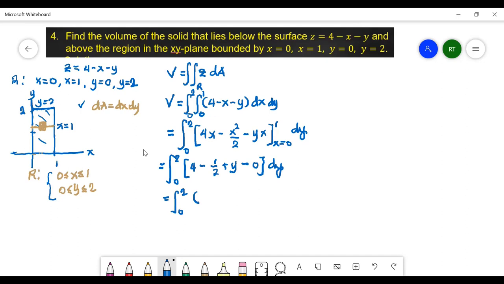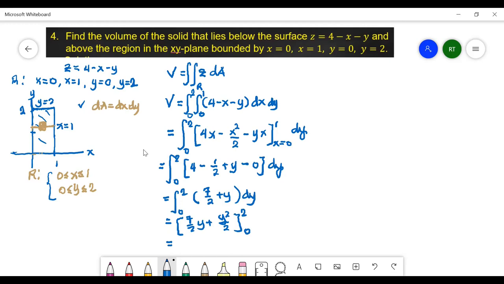And if we simplify, that gives us the integral from 0 to 2 of 4 minus 1 half, which is 8 minus 1 over 2, and 8 minus 1 is 7 over 2 plus y dy. And then we evaluate the integral in y. The integral of 7 over 2 dy is 7 over 2 y plus the integral of y dy, which is y squared over 2, then evaluate from y is equal to 0 to y is equal to 2.